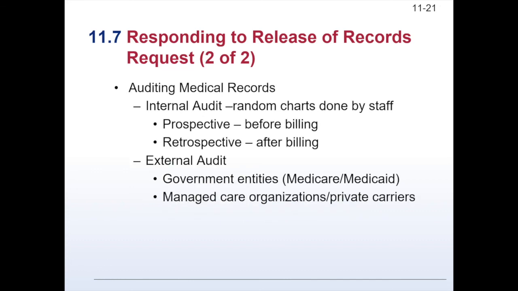Auditing medical records. Internal audit. In an internal audit, random charts are reviewed by staff. Prospective internal audit is done before billing. Retrospective internal audit is done after billing. External audit. External audit is done by government entities like Medicare or Medicaid and is managed by care organizations and private carriers. The internal audit schedule is determined by the medical office, while the external audit will be done according to the federal program or private payer's timetable.